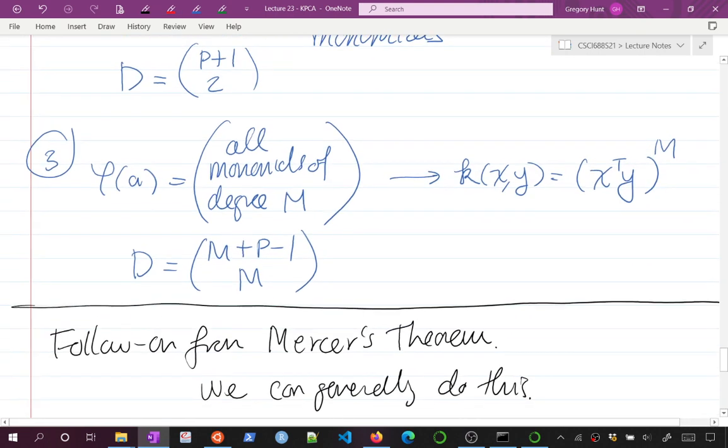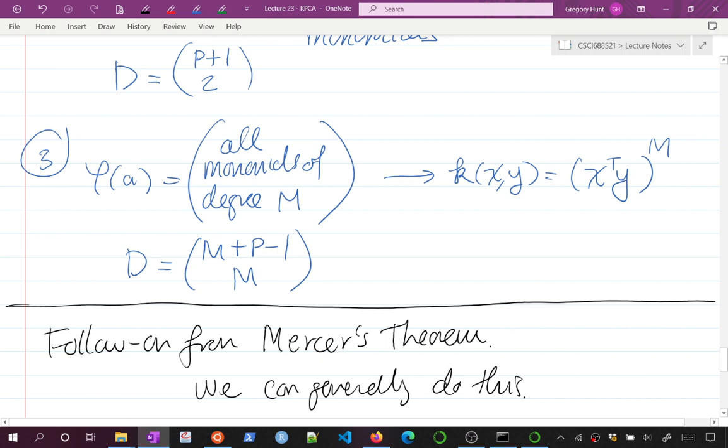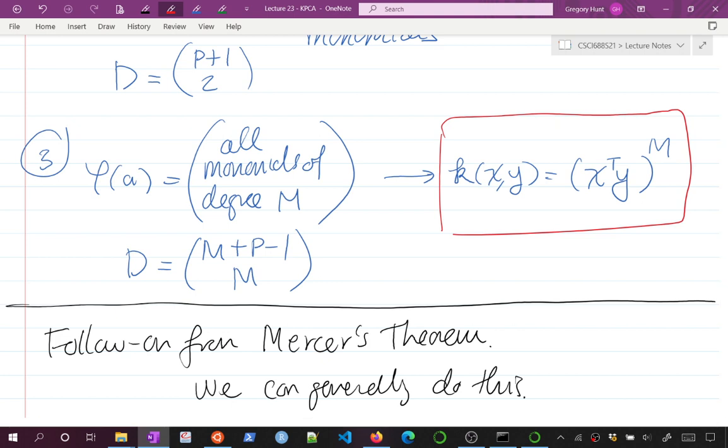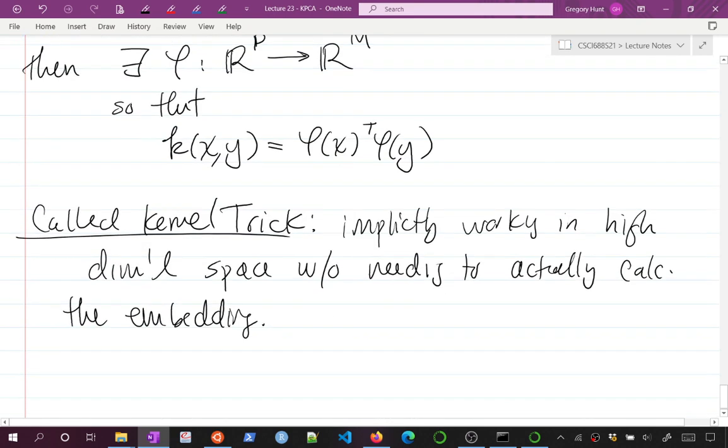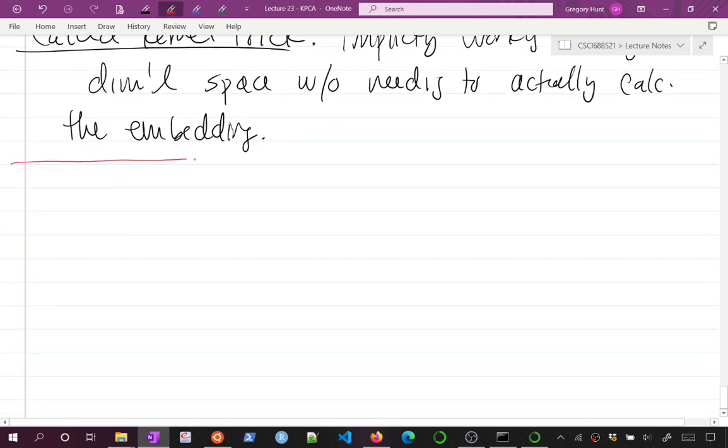Or if I wanted to work with all monomials of degree m, what you actually do in reality is when you run kPCA, you specify the kernel, and you do the calculations with this kernel. It is implicitly working in this infinite dimensional space. And so it's super powerful. One of the reasons it's powerful is because D can not only be large, but D can be infinite.